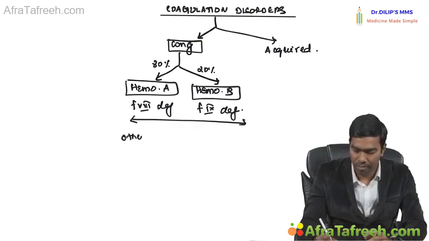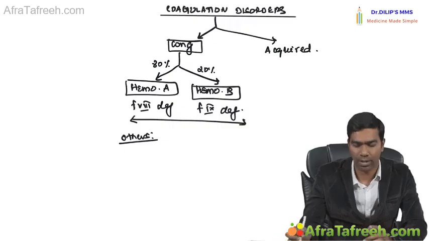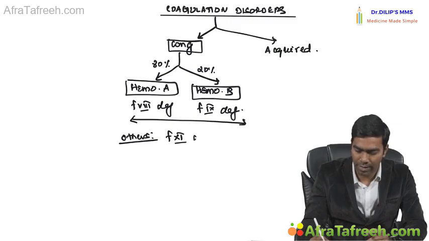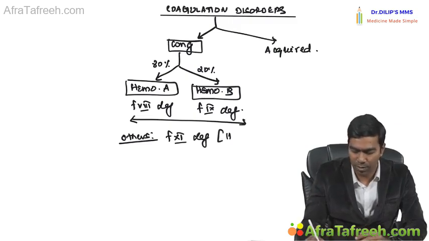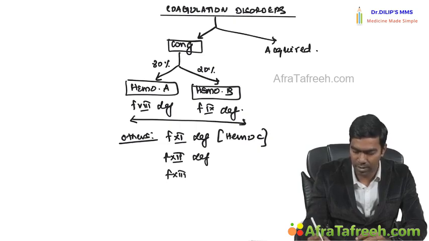There are a lot of other congenital coagulation disorders, but their incidences are very, very low and they're not going to make a significant percentage. So what are the other coagulation disorders? You have factor XI deficiency, which is also referred to as hemophilia C, and you have factor XII deficiency, and factor XIII deficiency as well. These form a very, very minor chunk whose true incidences are completely unknown, and we are not really aware of how much they affect the population.